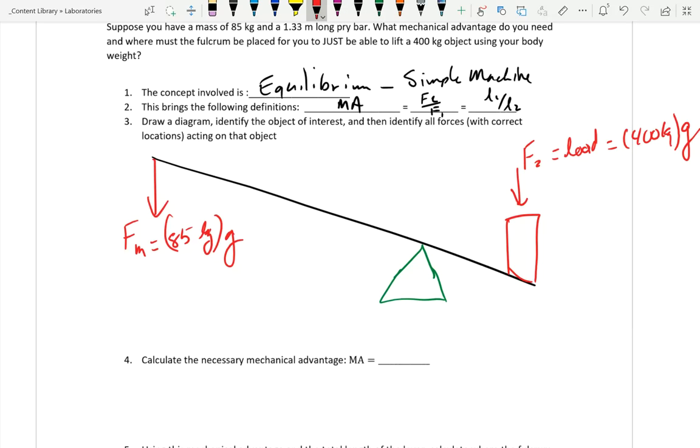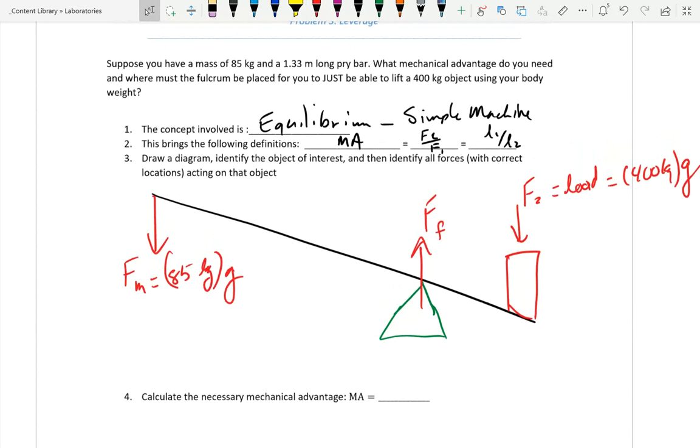What do I not have on here? The forces around the fulcrum. Okay, I don't have the forces on the fulcrum. I have the force of the fulcrum right there, and something that I don't list. I don't give you the mass of my pry bar.